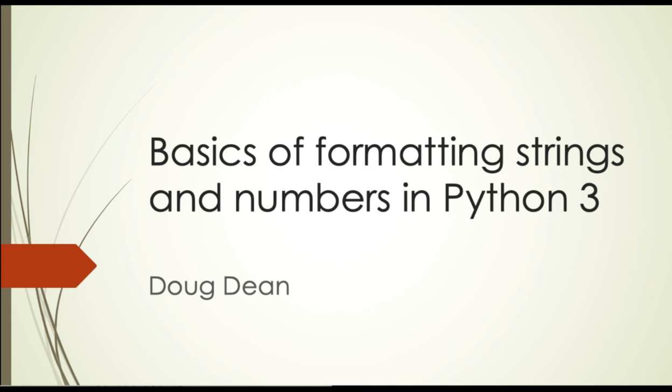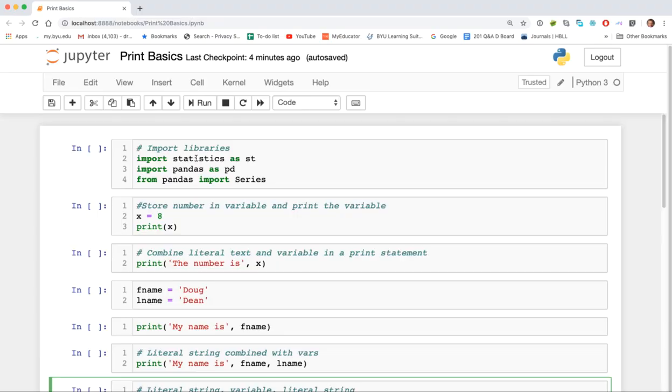This video will cover the basics of formatting strings and numbers in Python version 3. In this Jupyter notebook, we will load the statistics and the pandas libraries. We're going to use statistics to calculate some simple statistics, and we're going to use the pandas library to be able to put data in a series and then do some number crunching on that series.